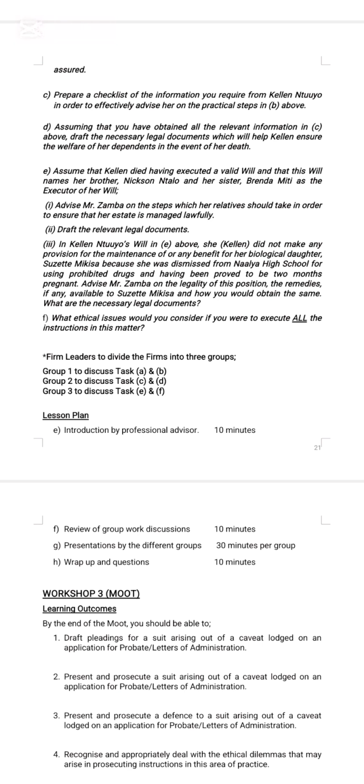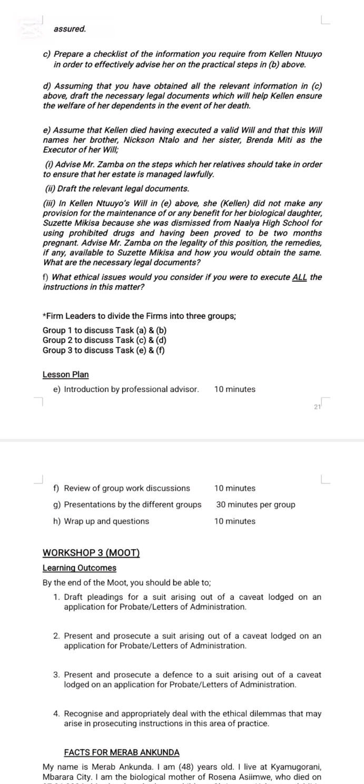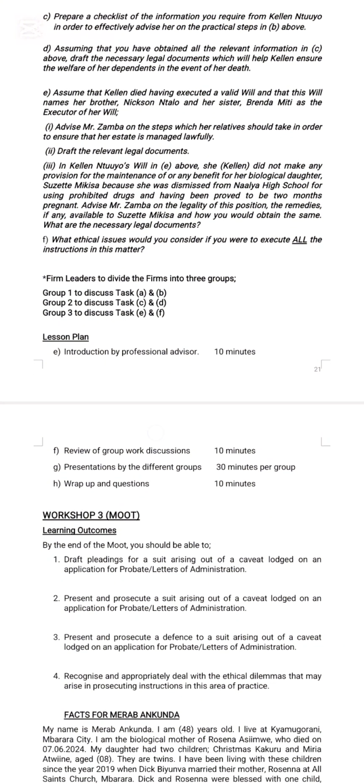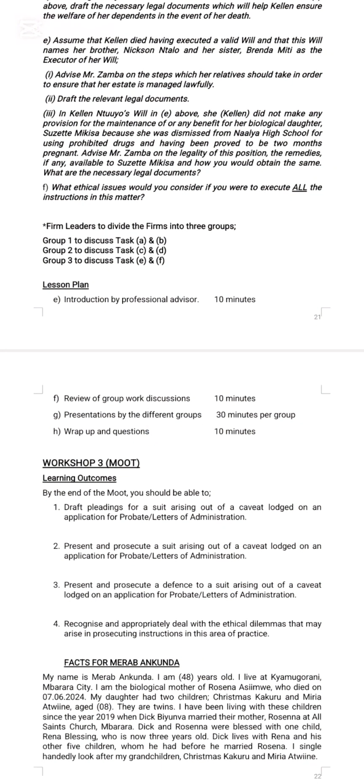Then on the process of applying for letters of probate, basically you have to call a family meeting, record minutes, then you continue to apply for letters of probate in the appropriate court. Here you don't need a certificate of no objection from the Administrator General, because the person left a valid will. So assume that Karen died having a valid will. Advise Mr. Simba on the steps which relatives should take. Draft the relevant legal documents, which is the petition for probate, like the ones we drafted for letters of administration, but this one is for probate. Therefore, there must be a valid will attached.